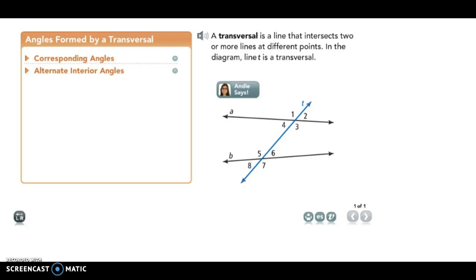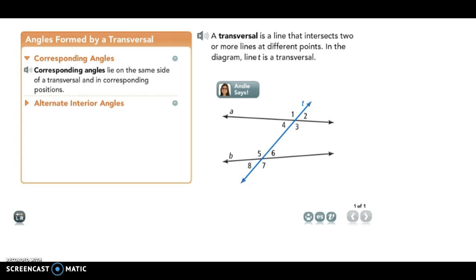This is 11.1 video on angles, lines, and transversals. A transversal is a line that intersects two or more lines at different points. In the diagram, line T is a transversal. You notice line T is right in the middle. Two lines are crossing right here, and then line T crosses or intersects them.